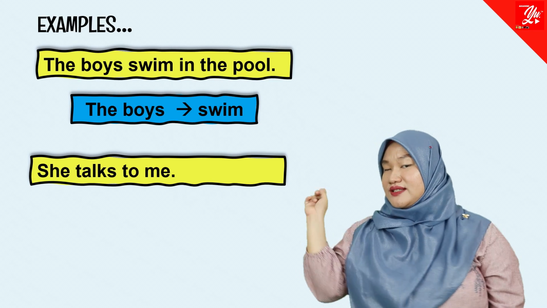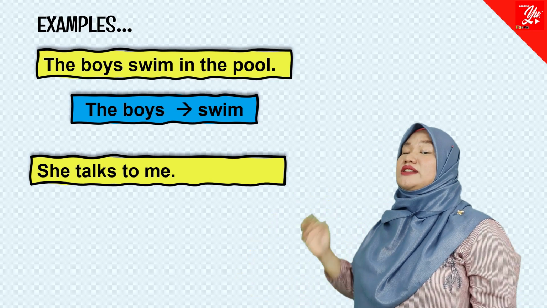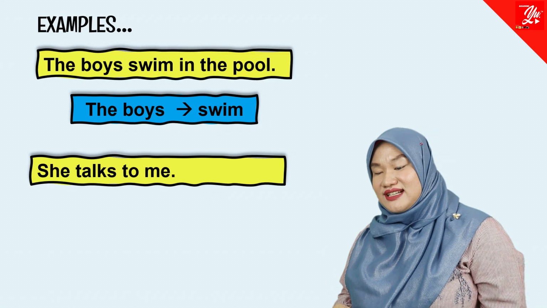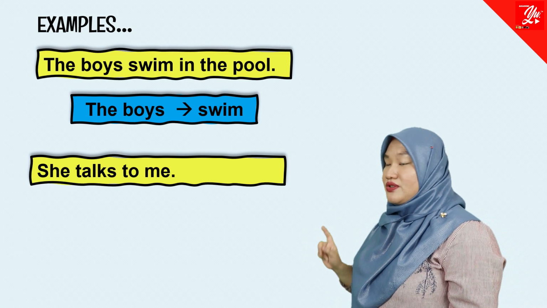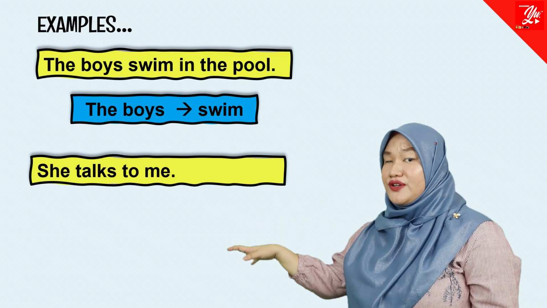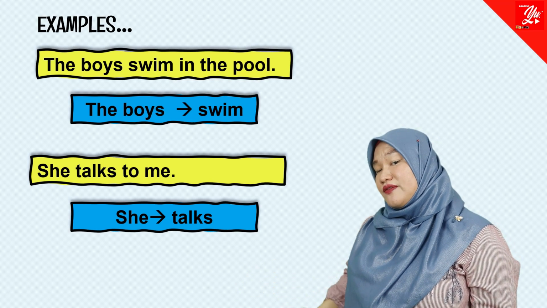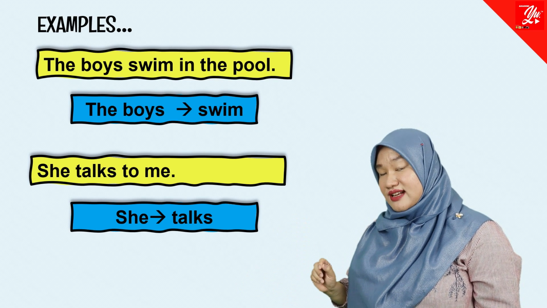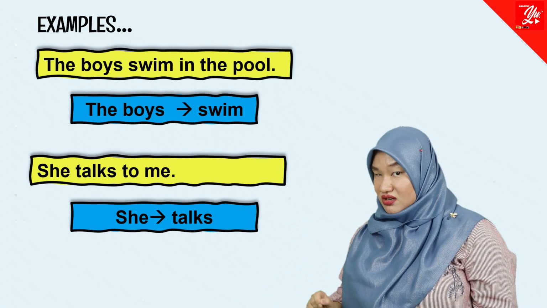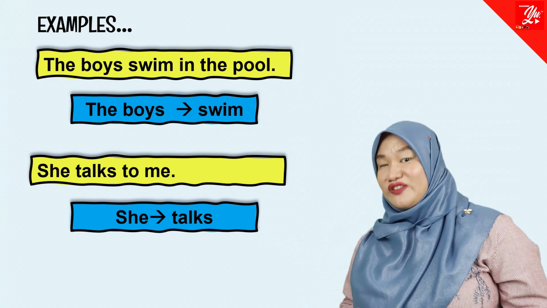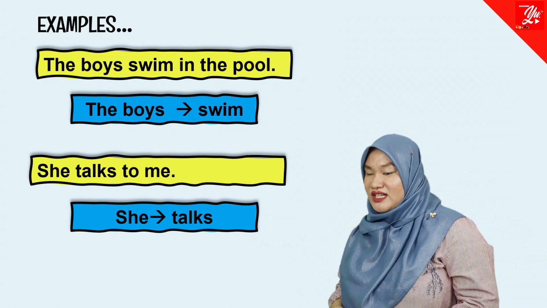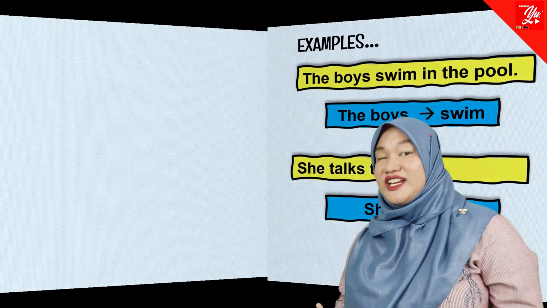So when the subject is only one, you use the singular verb which has an S. That is why you use she, followed by the singular form of the verb talk, which has an S, which is talks. Alright? Moving on. The third example, look at this one.